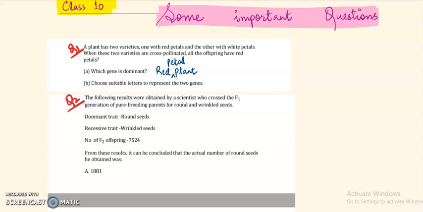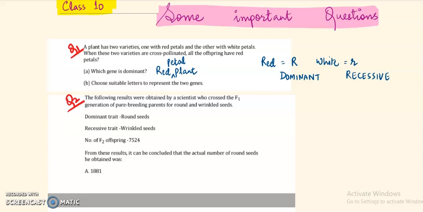Choose suitable letters to represent these two genes. Because red is dominant, we would take capital R for it, and for the white we would take small r. Very easy. Because R is a dominant allele, we would write here dominant, and in the case of small r we would write recessive, right? This is as per the genetic terminology we have studied in chapter number 9. I hope this simple question is clear to you.